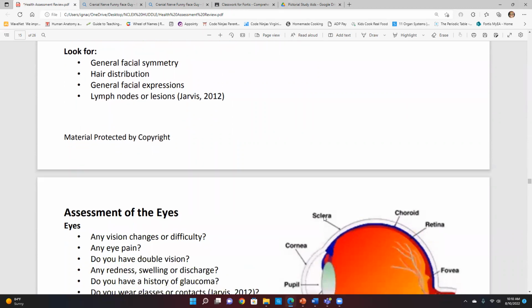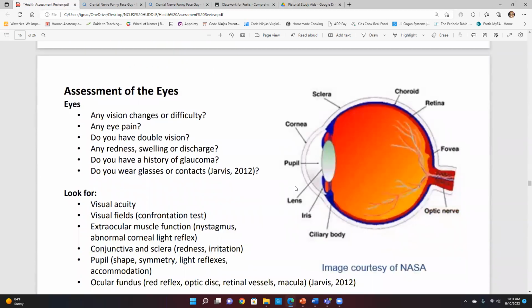Do they have facial expressions? Because with some conditions, they will not be able to have facial expressions. They'll have what we call a flat affect, right? So these are all things that we have to look for. If this person is a stroke survivor, CVA, a cerebrovascular accident survivor, they may not be able to smile. One side of their face may be drooping. So these are all things we have to look for.